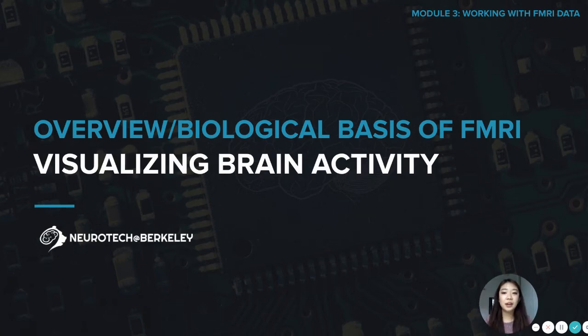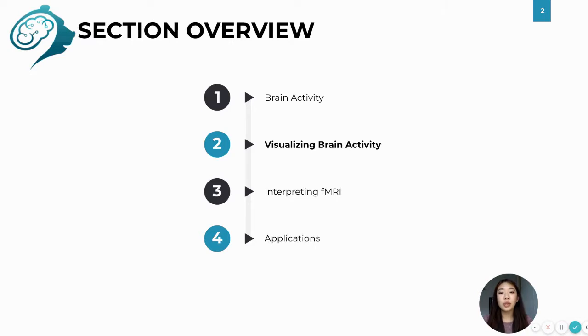All right, hi everyone. Welcome back to Module 3, working with fMRI data. We're going to be continuing Section 1, the biological basis of fMRI, by talking about visualizing brain activity in this lesson. So we already covered brain activity. We're on Lesson 2 now, and then our future lessons will be about interpreting fMRI and applications of fMRI.